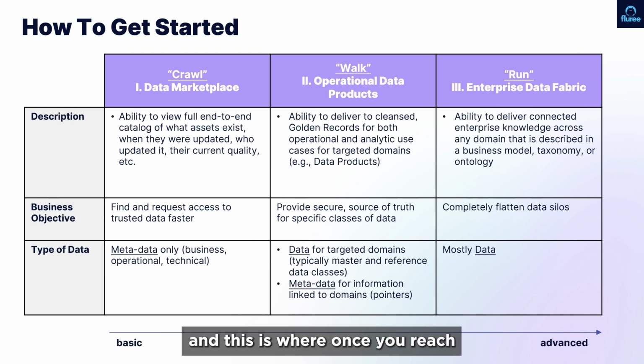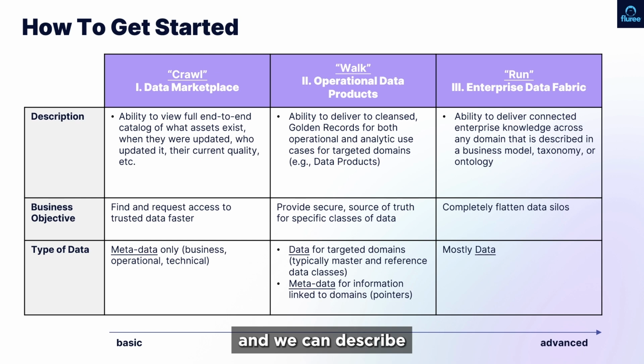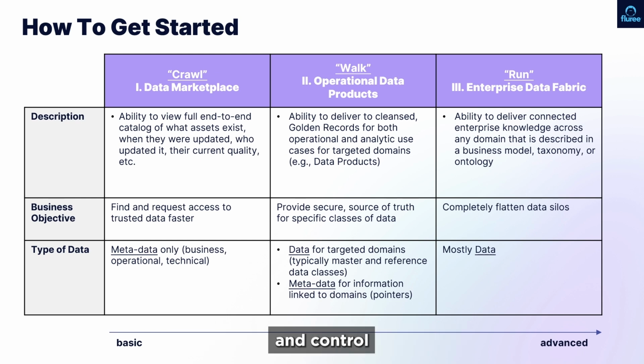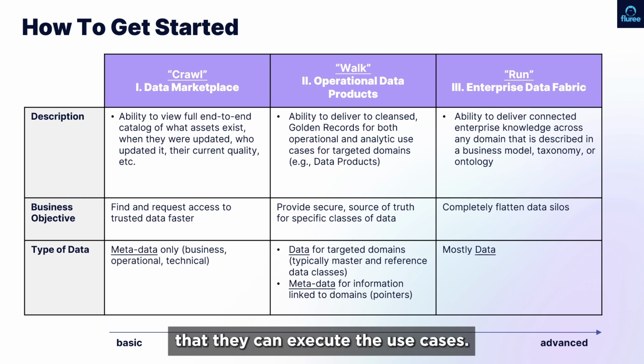Once you reach step number 3, this is where you can feel confident that you have a well enough structured, cleansed, integrated data architecture that we can now point various different teams, whether they're teams inside your company or outside of your company, partners, and large language models, to access this resource. And we can describe very robust access control policies to make sure that we limit and control what the various different team members, what the various different intelligent agents can see so that they can execute the use cases.